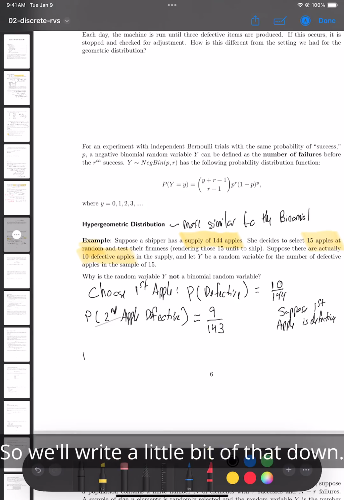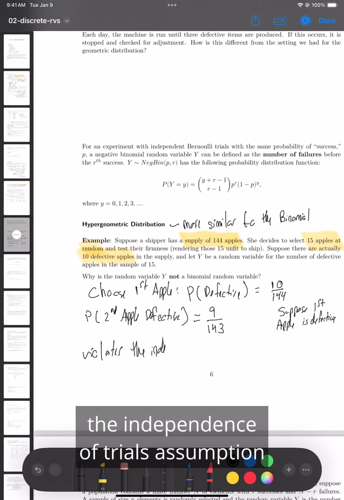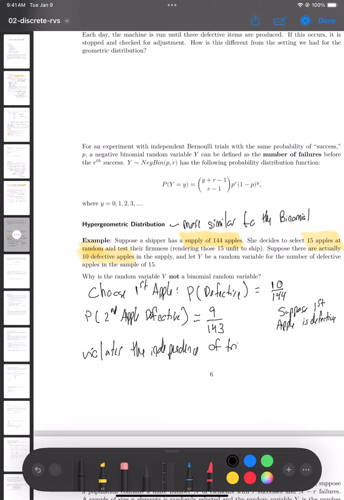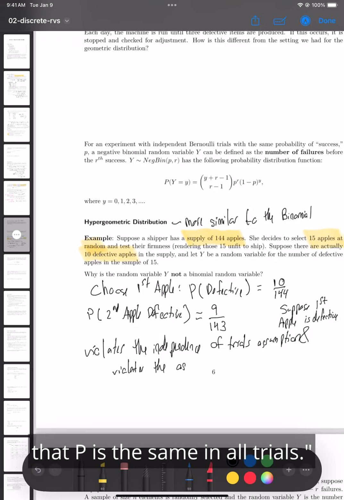So we'll write a little bit of that down. This violates the independence of trials assumption, and violates the assumption that p is the same in all trials.